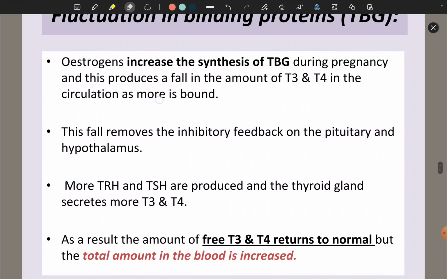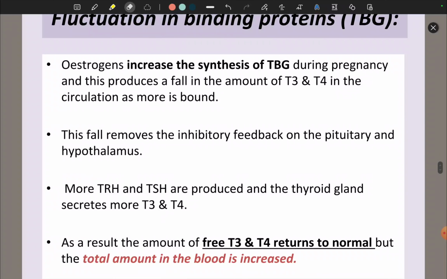TSH is under the effect of diurnal variation during the day.